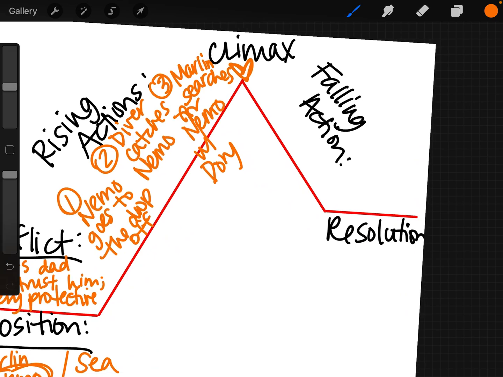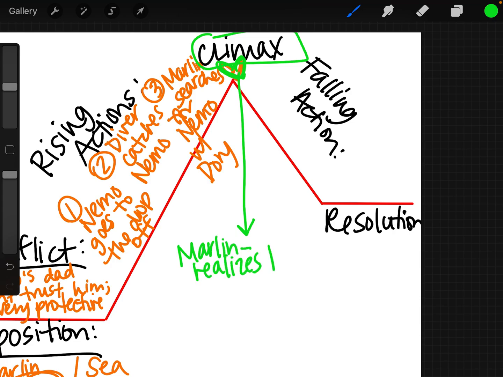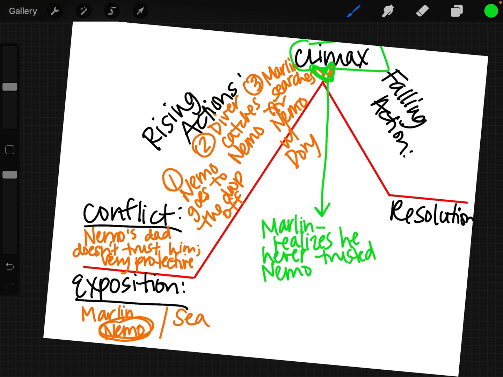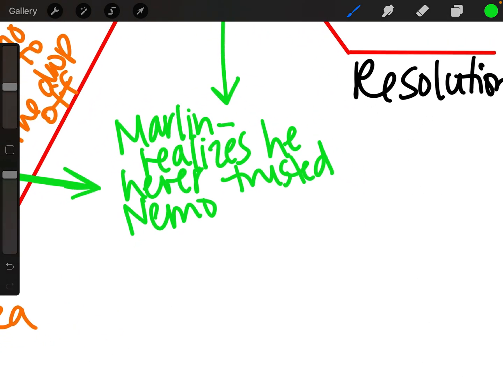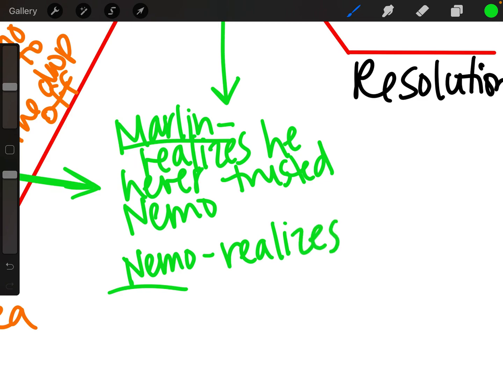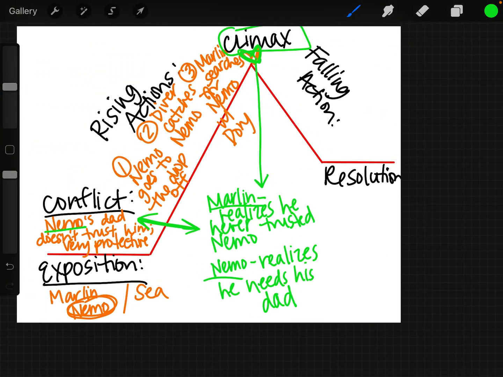We could add maybe a few more rising actions. But y'all, the game-changing moment for both Marlin and Nemo is Marlin realizes he never trusted Nemo. So go back to the conflict. Here's the conflict, right? This directly relates to how Nemo felt, right? And then Nemo realizes, oh my gosh, I'm trapped in this tank. I need my dad. Nemo realizes he needs his dad, right? And so for the first time, it's like a heart change for both of them, which goes all the way back to the conflict that Nemo faced, okay?